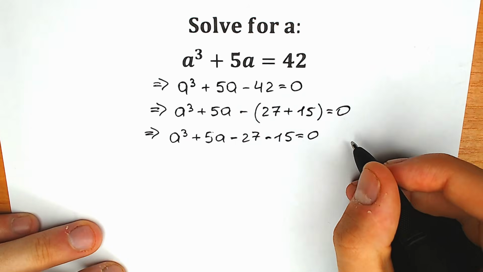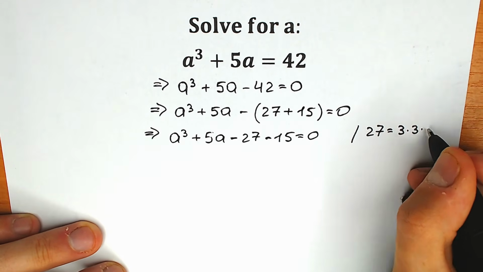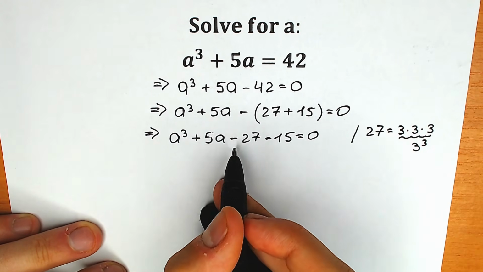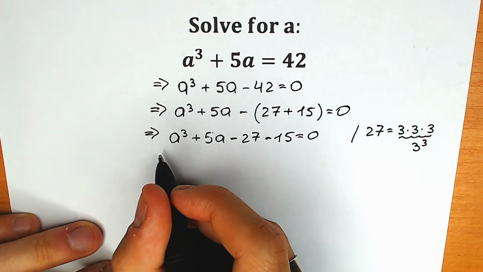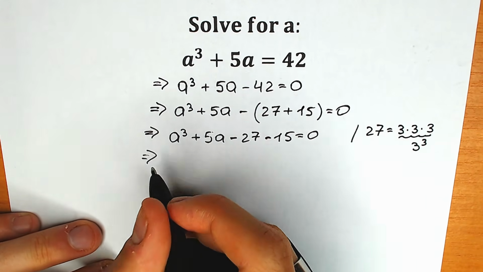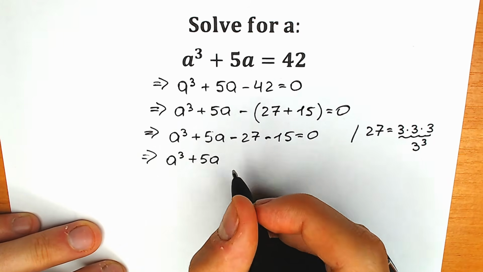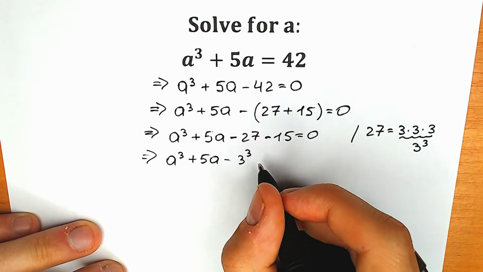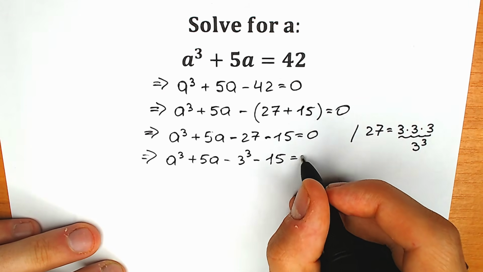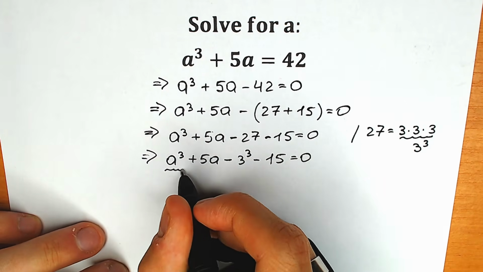Right now, let's group, because 27 is equal to 3 cubed. This is equal to 3 times 3 times 3, which is 3 cubed. So instead of this 27 right here, let's write 3 cubed, and then we can easily group this 3 cubed with the a cubed. So we have a cube plus 5a minus 3 cube and minus 15 is equal to 0.